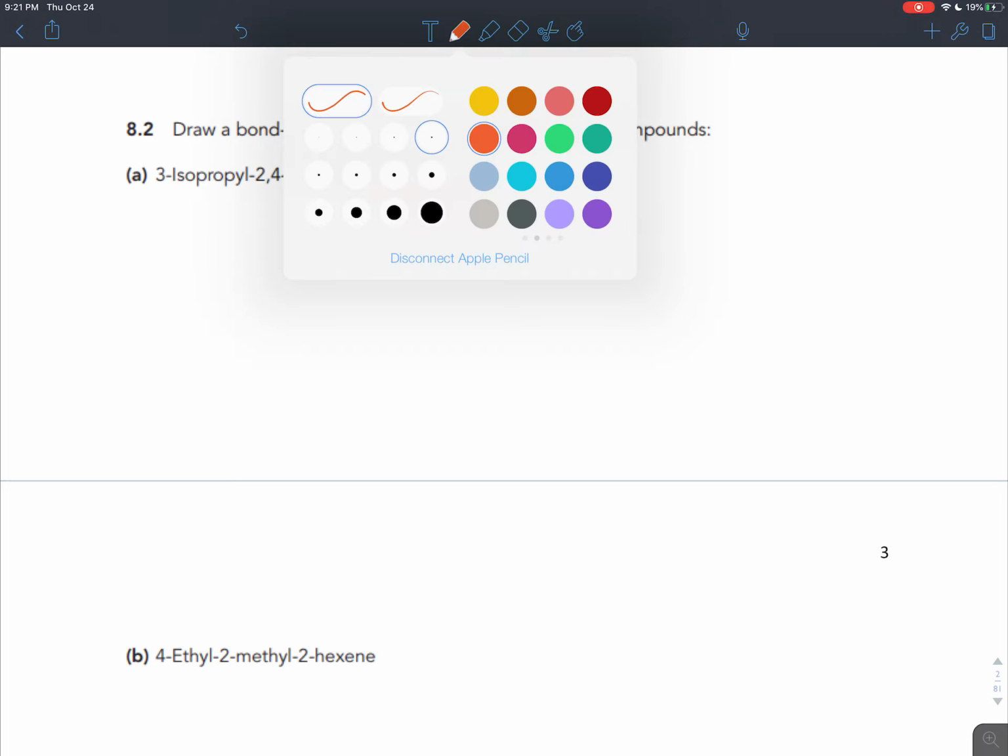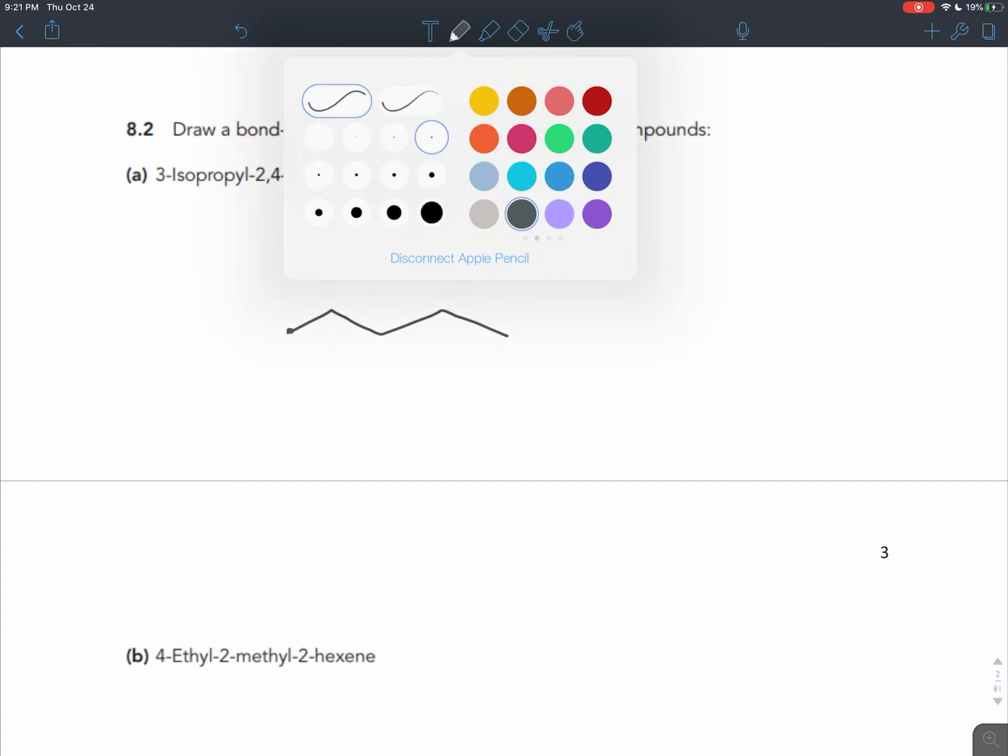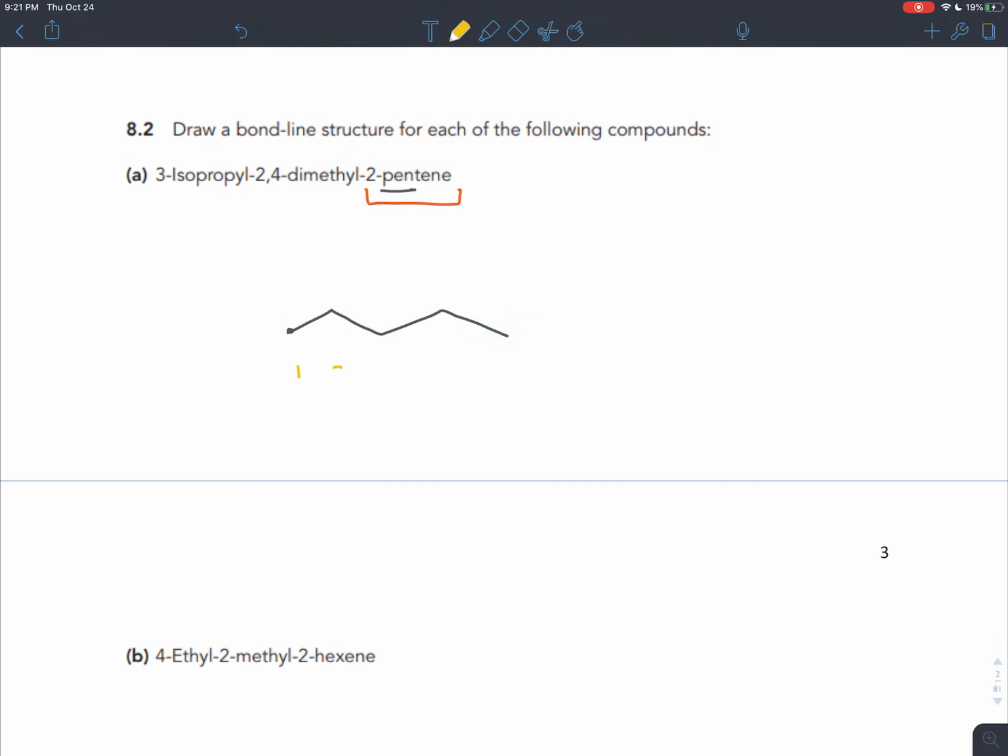The prefix is pent, and that means that we have 5 carbons. That's the prefix for 5 carbons. So 1, 2, 3, 4, 5. Now we're drawing this molecule, so we get to number it however we want. I'm going to number it left to right. So 1, 2, 3, 4, 5.